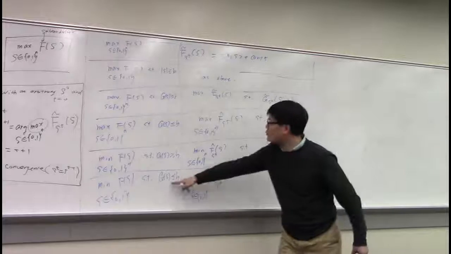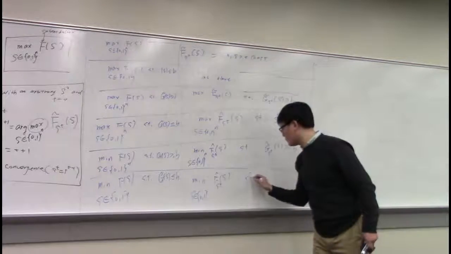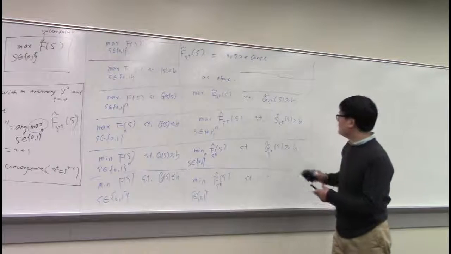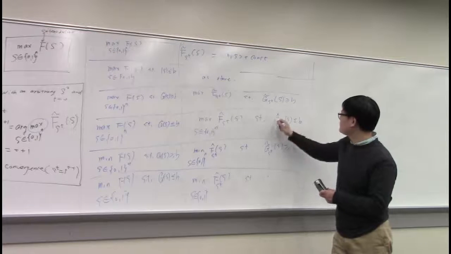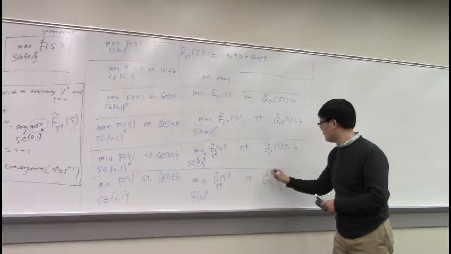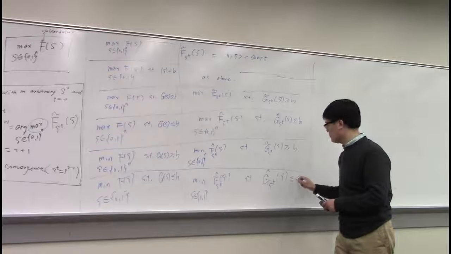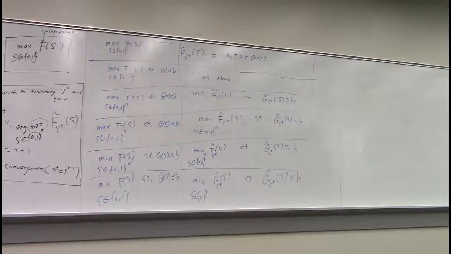So this is less than or equal to, right? Less than or equal to the upper bound, right? Sorry, this is g, right? g. It's kind of an unconstrained optimization problem.